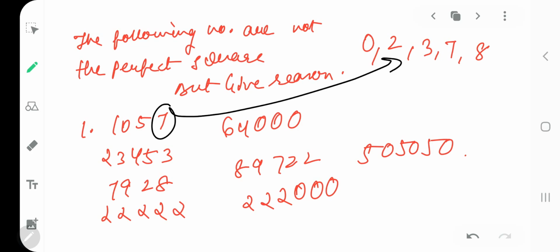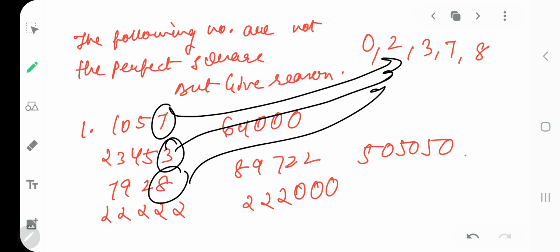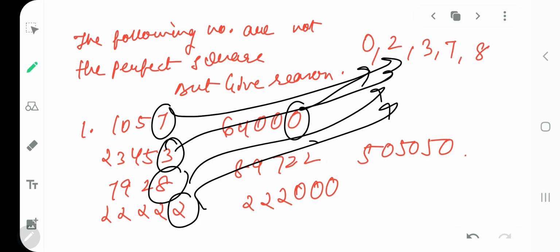If you keep finding its square root by prime factorization, you will never get it. So 3 also belongs to this group. So what you will write: because the number is ending with 3 and 3 is not a perfect square digit, hence you will not get the perfect square of the entire number. Then you have 8 belongs to this group, so it will not be a perfect square. 2 belongs to this group. Then you have 0 belongs to this group. 2 here, 0 here, 0 here.